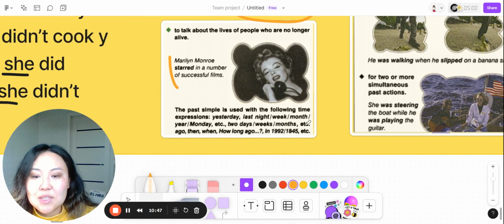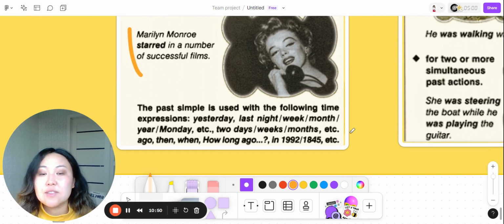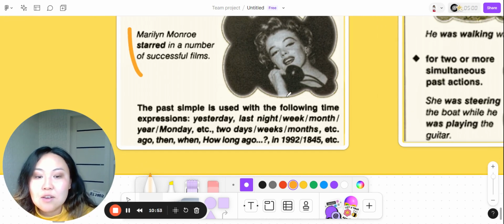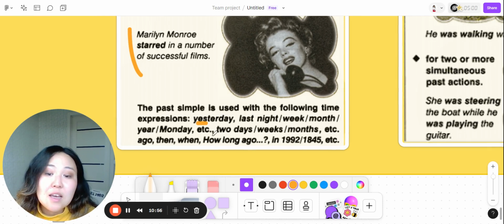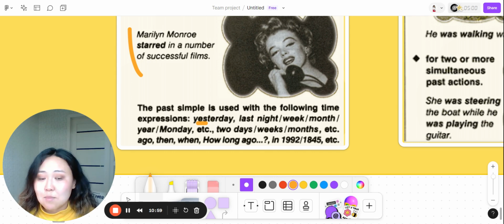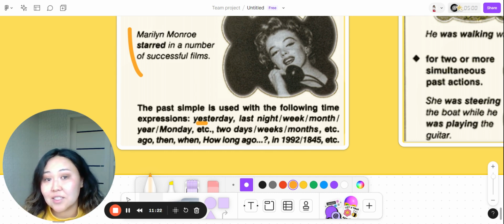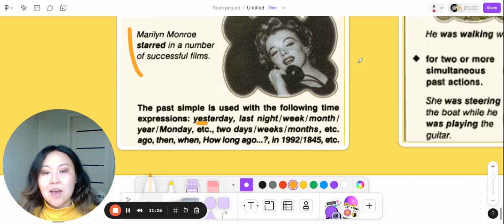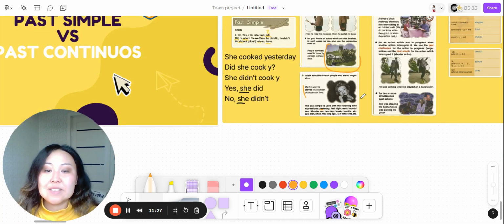So the time expressions that I used with past simple are following examples. So we see yesterday, last, it can be night, week, month, year, Monday, etc. 2 days, weeks, months ago, or some other period ago. Then, it's like in the past, yeah. Oh, I was happier then. I was younger then. When, how long ago, and with some years, like in 1991, in 1992, and so on. So this is past simple.